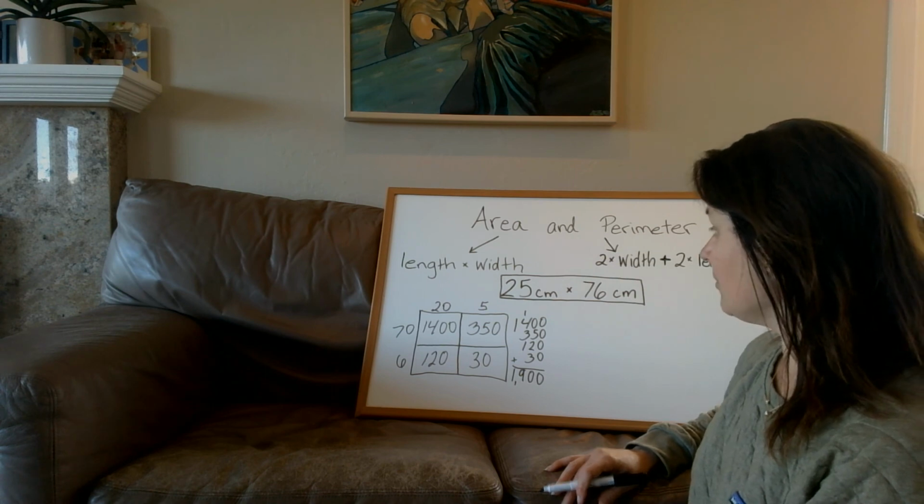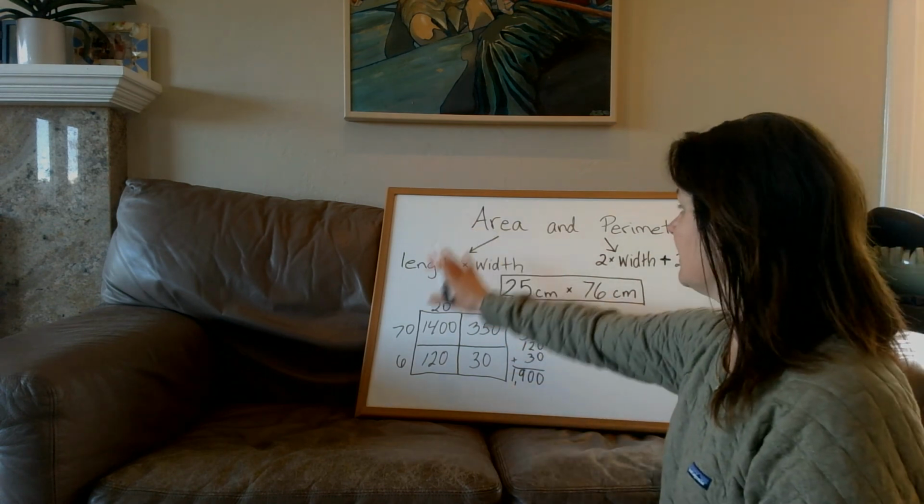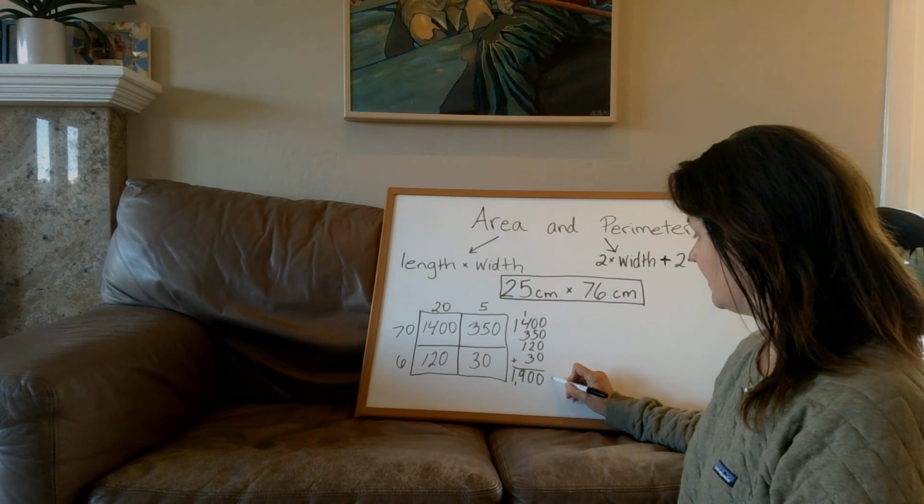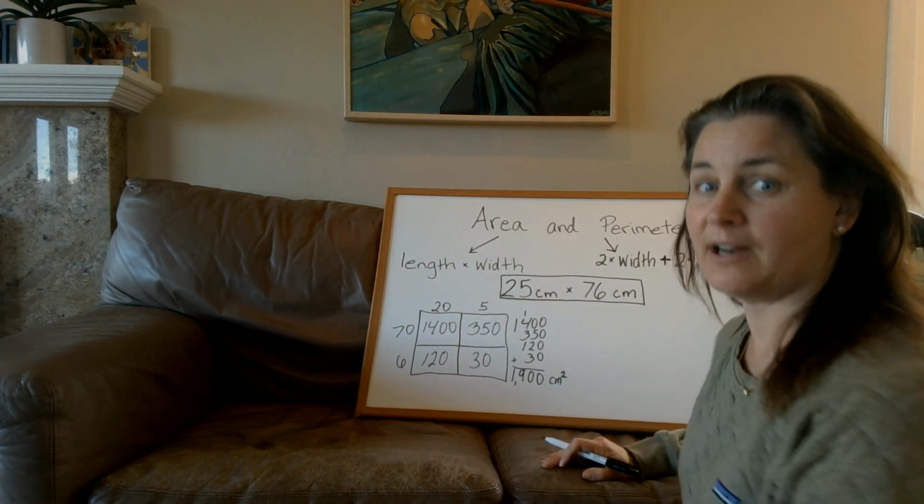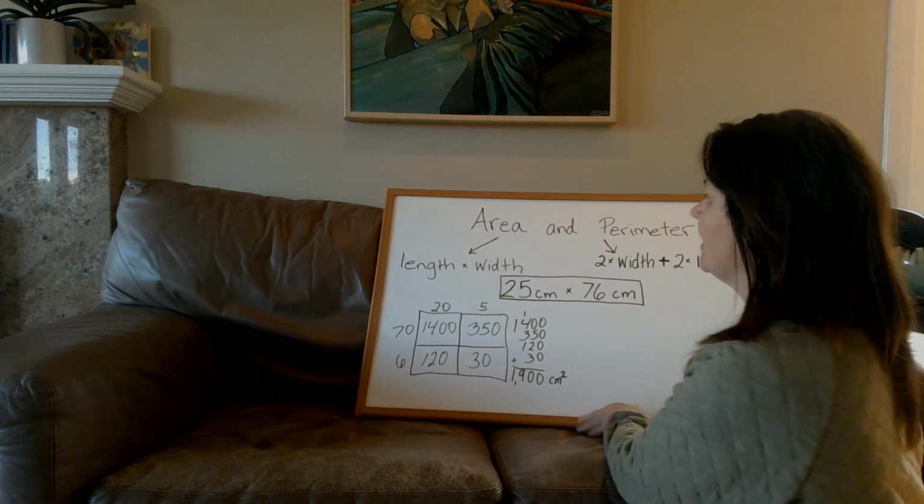And I need to label it in correct units. So because I'm finding the area, I'm going to call it centimeters squared. Don't forget that little 2 goes up there because it's area and it's squared units.